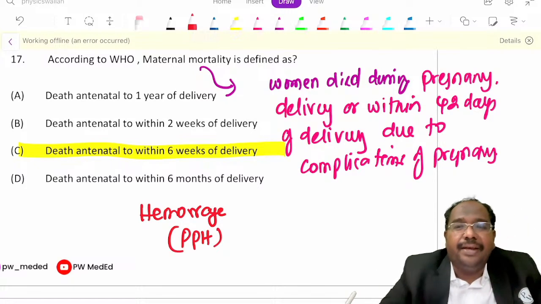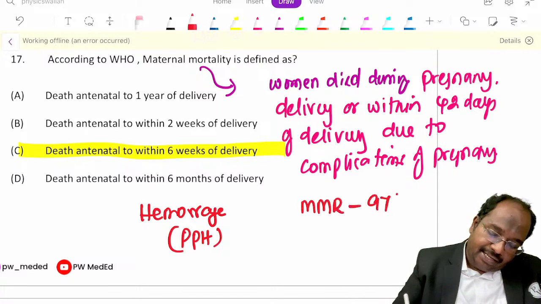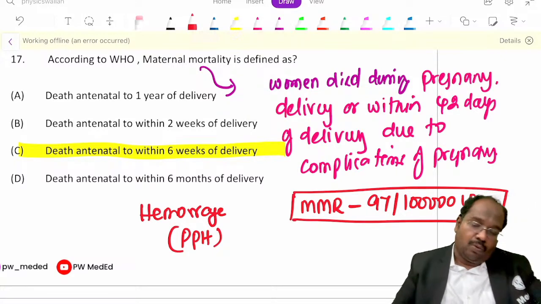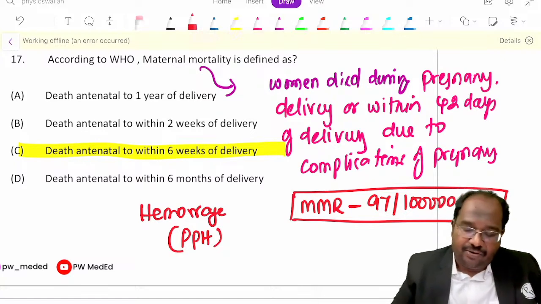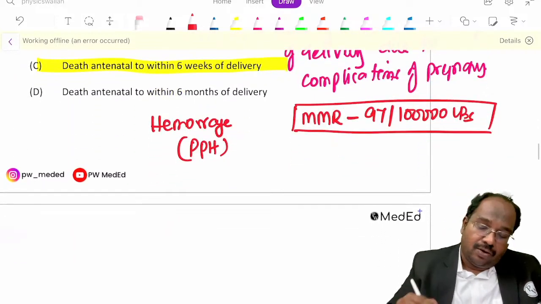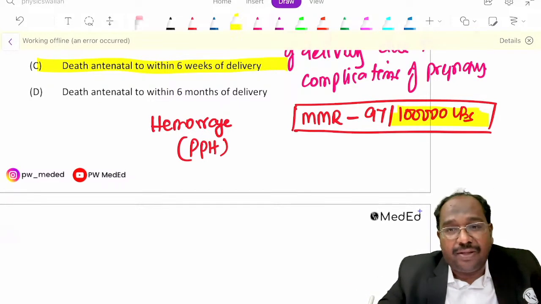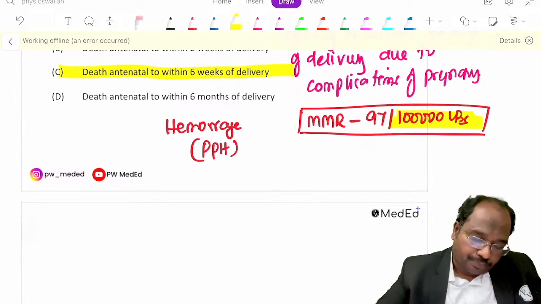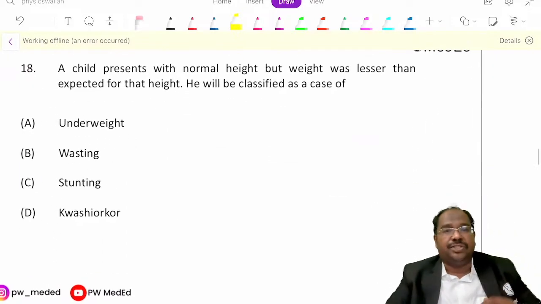In India, what is the current value? Our MMR is 97 per 1 lakh live births. This is the only indicator we multiply with 1 lakh, guys. The current value is 97. Able to follow this? Answer the next question.